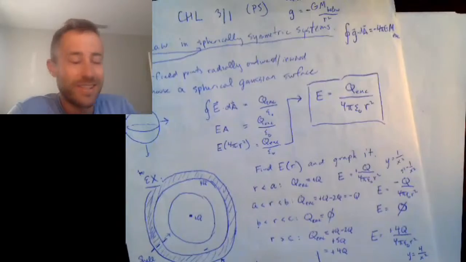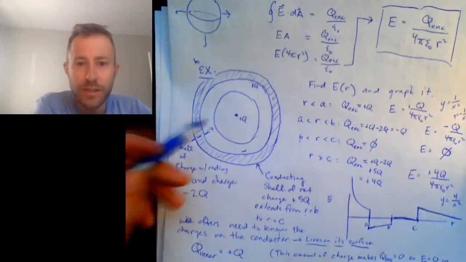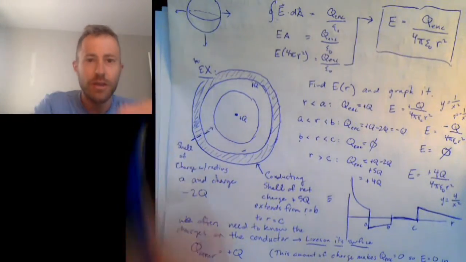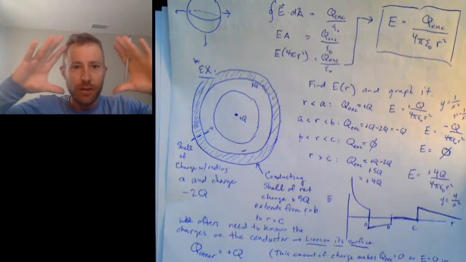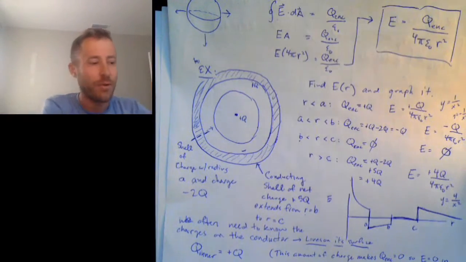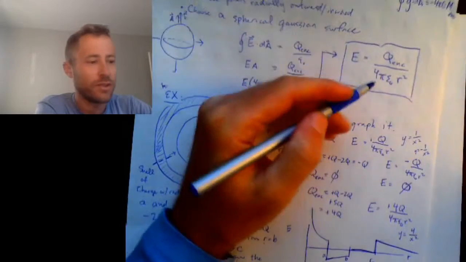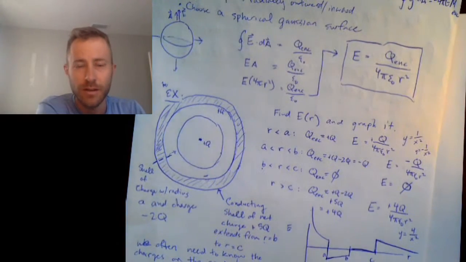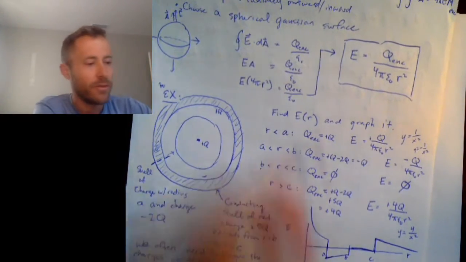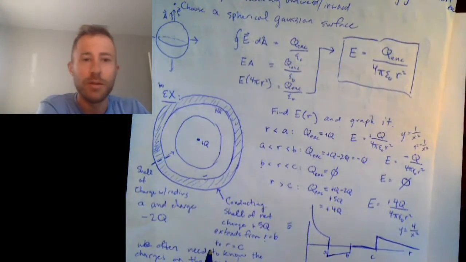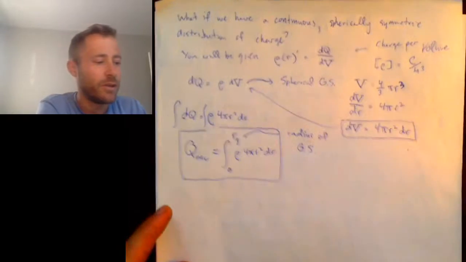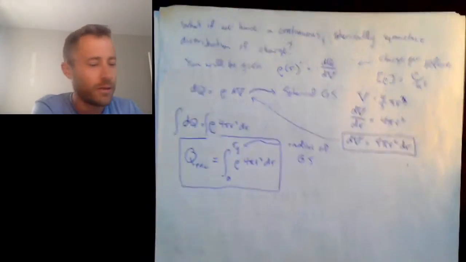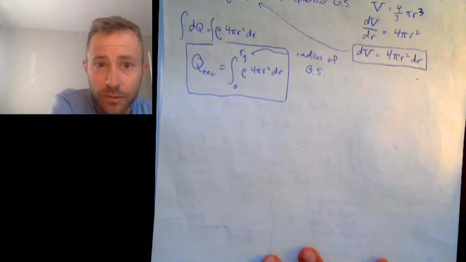So it's exactly the same. If you have a discrete distribution of charge, then based on the size of your Gaussian surface, you just count up the individual charges inside it to get the value of charge enclosed. But if you have a continuous distribution of charge, then you need to do an integral. Okay, so let's see how that works.